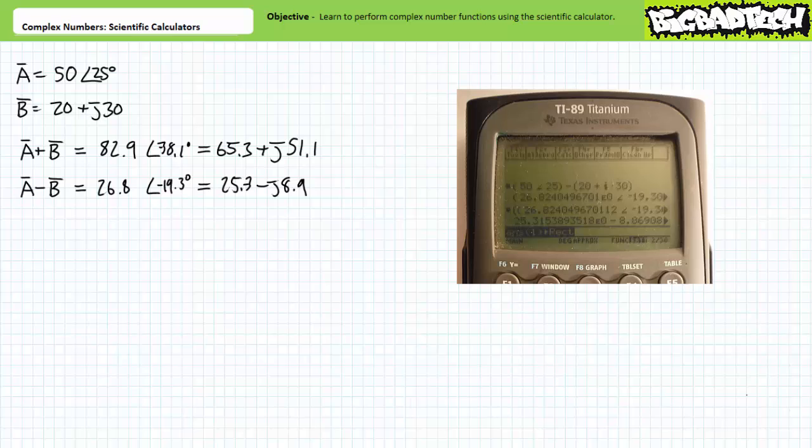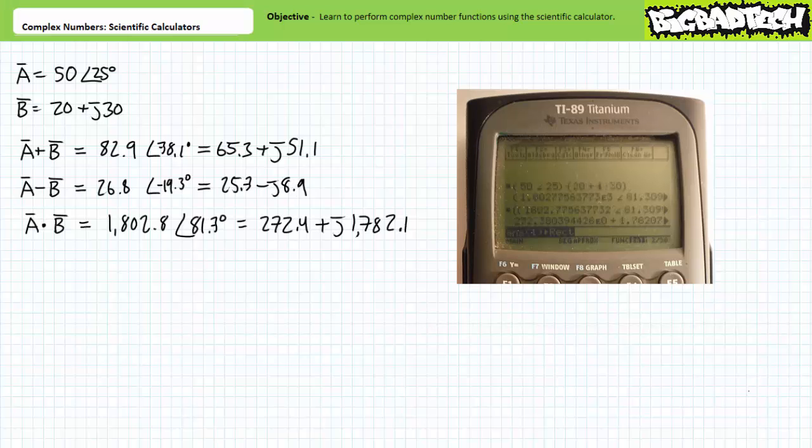If we wish to perform the operation A minus B, I'd enter complex number A in polar as 50 at an angle of 25 degrees, then press minus, not negation, then enclose complex number B in parentheses as 20 plus j 30 and press enter. Note I need to enclose B in parentheses for the negation to work on both the real and imaginary components. When I press enter, I get the answer of 26.8 at an angle of negative 19.3 degrees. If I wanted this in rectangular format, I'd use the rectangular conversion feature in the catalog entry to convert it to 25.3 minus j 8.9.